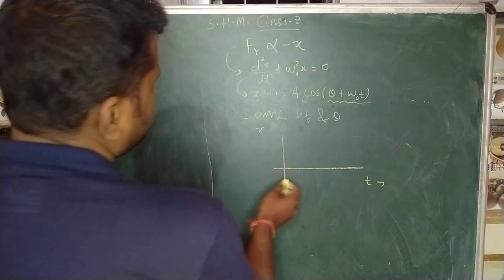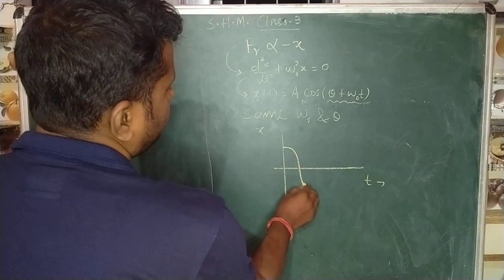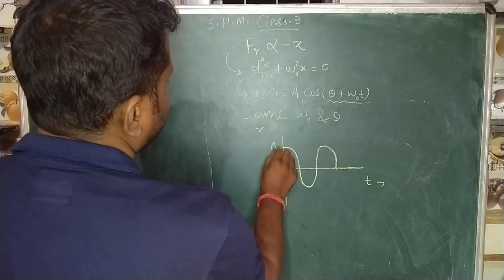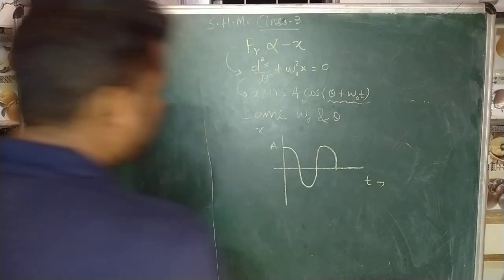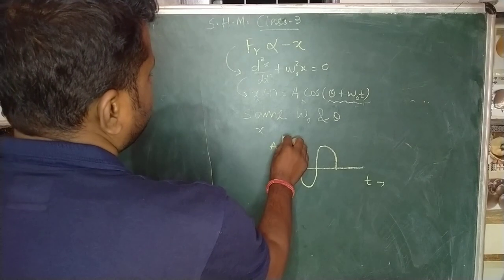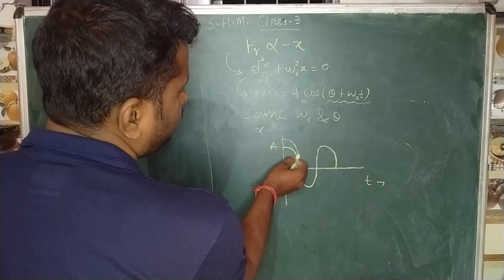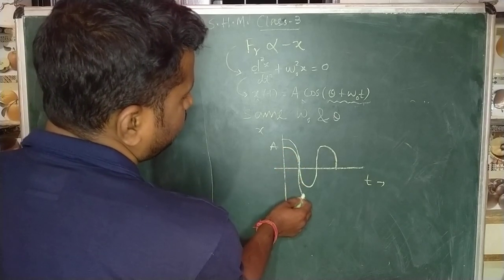In the first case, suppose our first oscillator has amplitude A and it oscillates in this manner, like this. And in the second case, the second oscillator has amplitude B and it starts oscillating like this. I am plotting the graph for cos, that's why I am starting here.